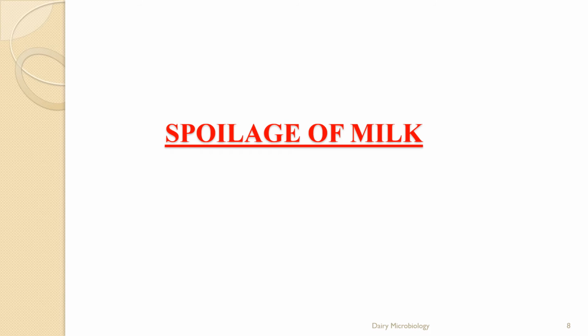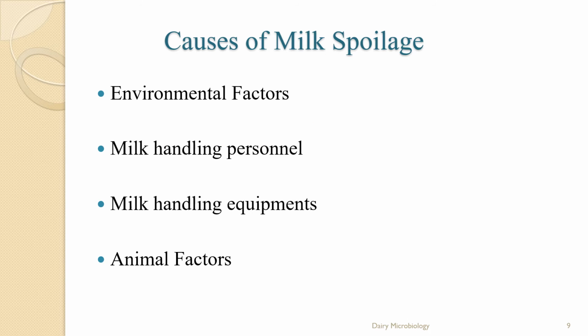Next to fermentation of milk is spoilage of milk. Causes of milk spoiling. First, environmental factors. Second, milk handling personnel. Sterile milk from a normal cow's udder becomes contaminated during the process of milking, cooling, storage, and processing. Milking and handling personnel should be healthy.